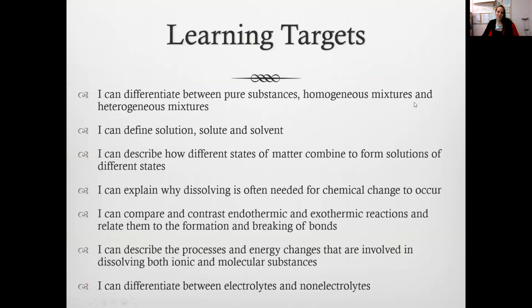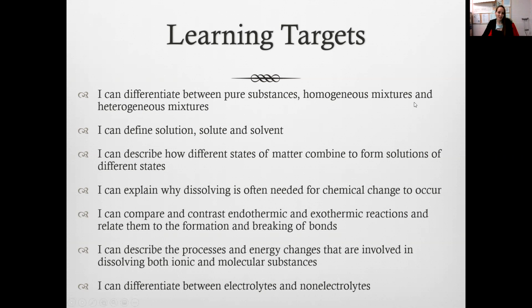We're going to be going over the difference between a pure substance, a homogeneous mixture, and a heterogeneous mixture. You need to know some definitions, including solution, solute, and solvent. We're going to briefly talk about how solutions can be made of matter that are in different states, like solids, liquids, and gases. We're going to talk about why dissolving as a process is important.